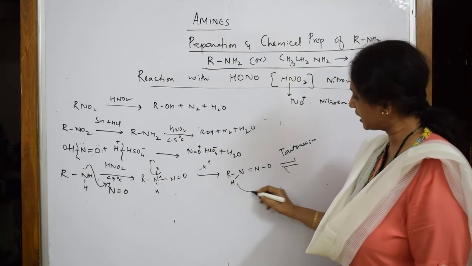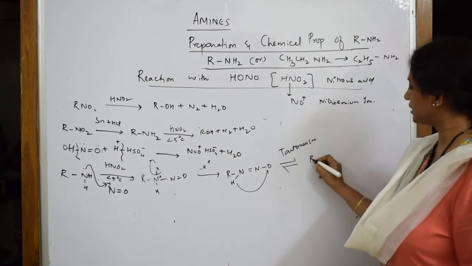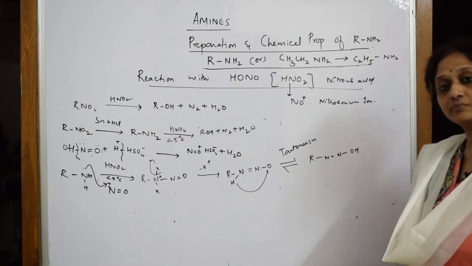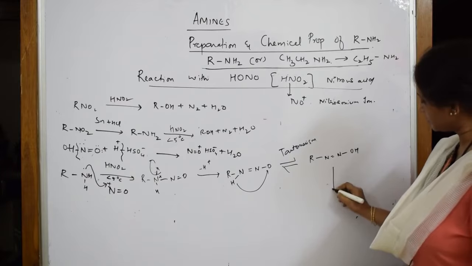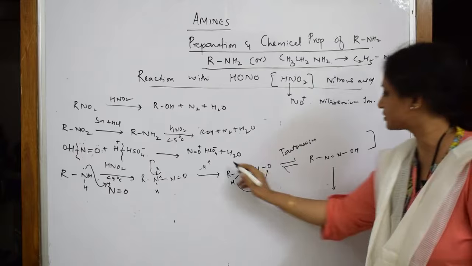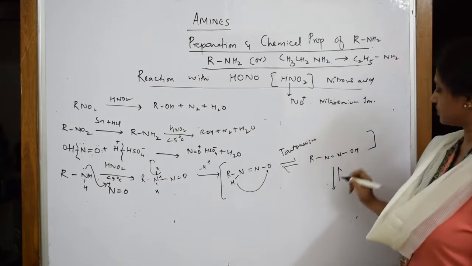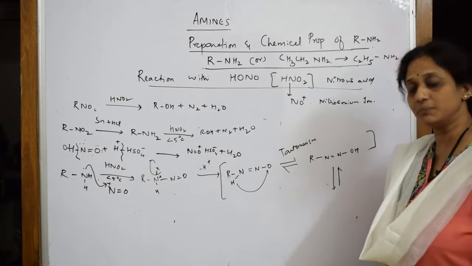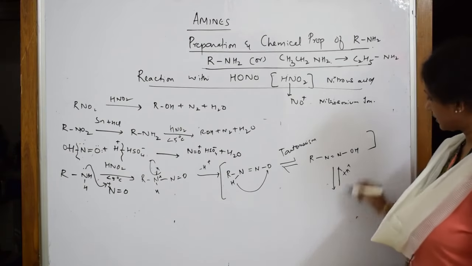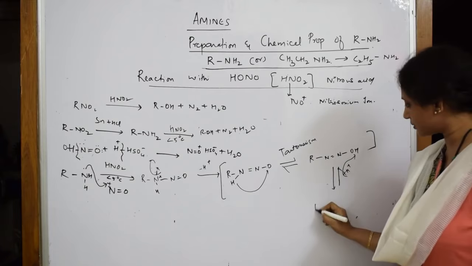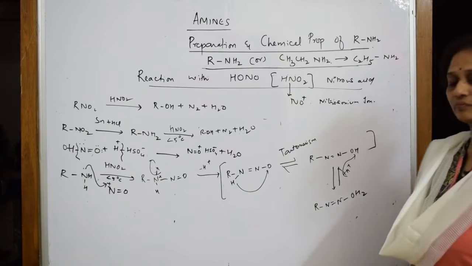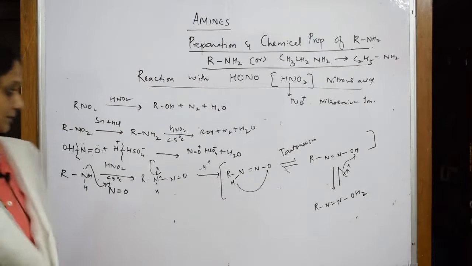During tautomerism, one hydrogen from here shifts here. So what do I get? I get R, N, double bond, OH. Simple. This is your keto group, this is your enol group, tautomers. Now to this tautomer, this particular enol compound, I'm going to add H plus. This H plus is going and adding to this compound, R, N double bond N and OH2. We're gradually coming finally to the product.